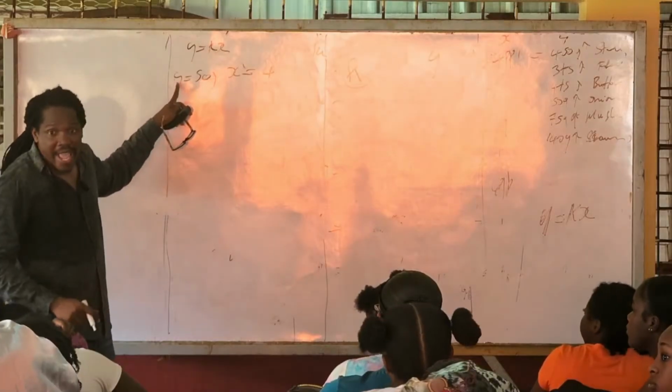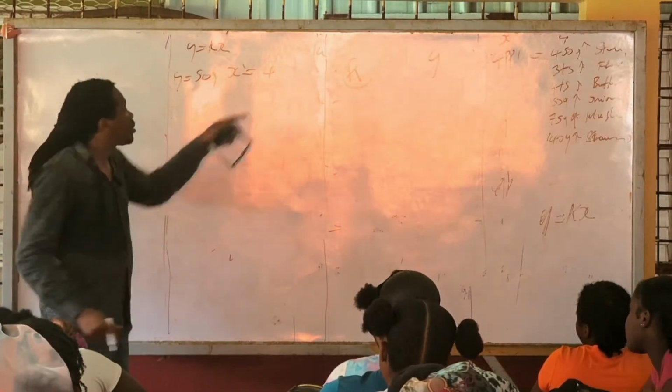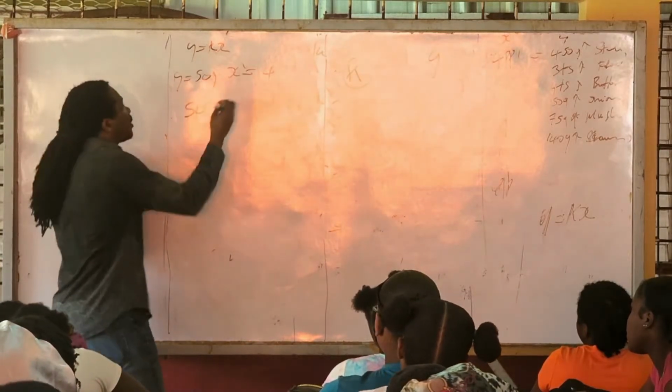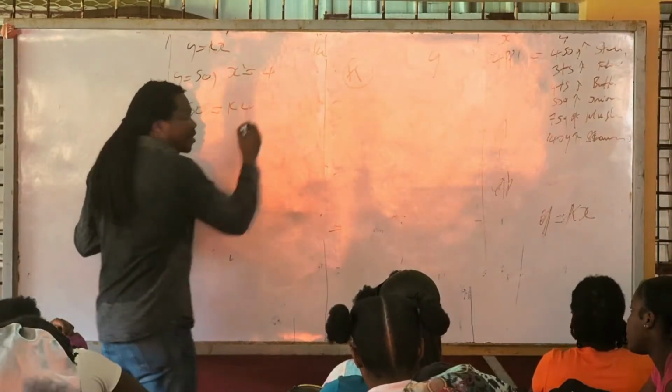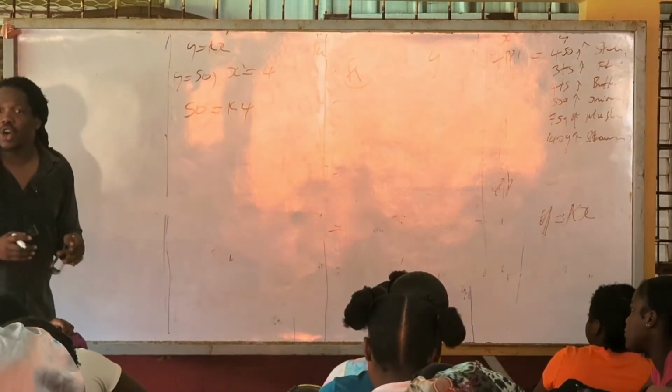So this is what I'm doing now. I'm putting y for 50 and I'm putting x for 4. Everybody see that? So that means that 50, which is y, is equal to k4. Everybody see that?